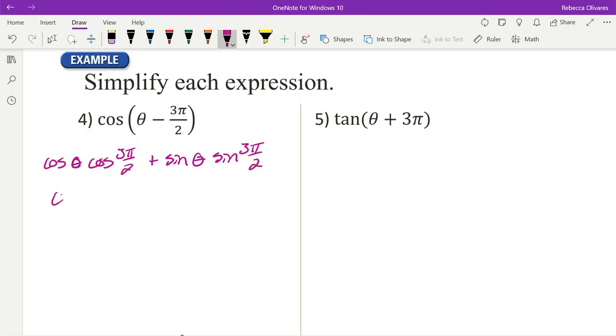So cosine of theta, well, I don't know what that is because I don't know what theta is, but cosine of 3 pi over 2, well, that's equal to 0. And then sine of theta, well, I don't know theta, but sine of 3 pi over 2, that's equal to negative 1.